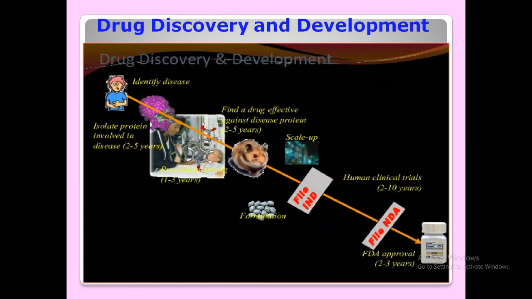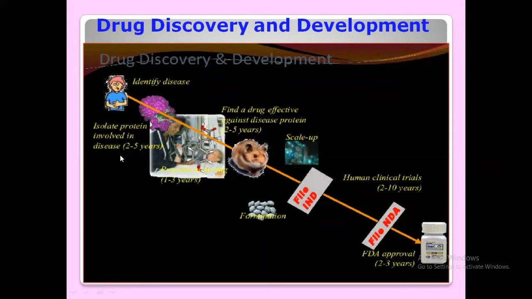Here you can see the drug discovery and development steps normally used in the pharmaceutical industry. First, you have a disease. First identify the disease. For example, COVID-19 is a new disease that has come into society. For that new disease, you have to discover and develop a drug. So identify the disease, then find which particular molecule or protein is responsible for that disease.